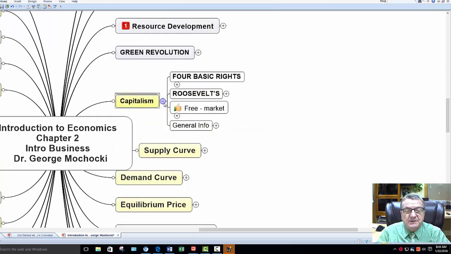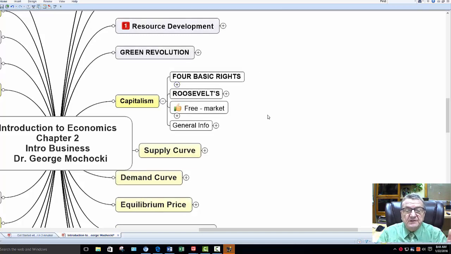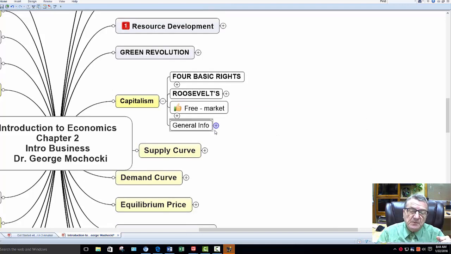Okay, so what's capitalism? Capitalism, basically, there's 4 basic rights, and I'll talk real quickly. I have the right to own my own property, own my own business, and keep the profit. I still pay taxes, but to what extent, we're going to talk later on. The right to freedom of competition and the right to freedom of choice. Those are the basic things, and that's where the free market comes in. So if I'm looking at the capitalistic free market, individuals own it, they pay their taxes, but they get to keep their profits. And we'll talk about communism and mixed economic markets out there.